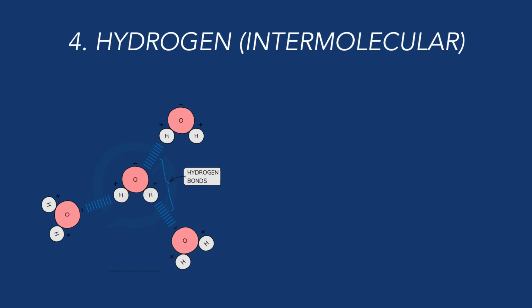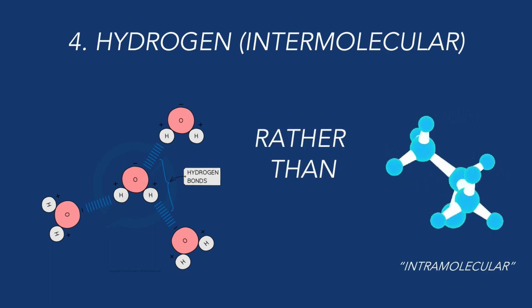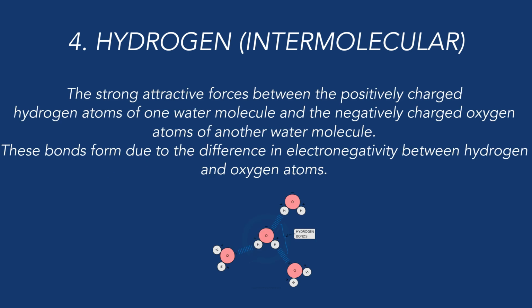Moving on to hydrogen bonding, which is a form of intermolecular bonding rather than intramolecular. So hydrogen bonding is defined by the strong attractive forces between the positively charged hydrogen atoms of one water molecule and the negatively charged oxygen atoms of another water molecule. And these bonds form due to the difference in electronegativity between atoms. It might be worth adding this to your notes.